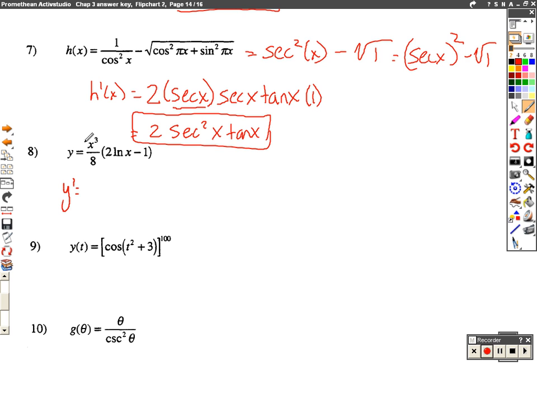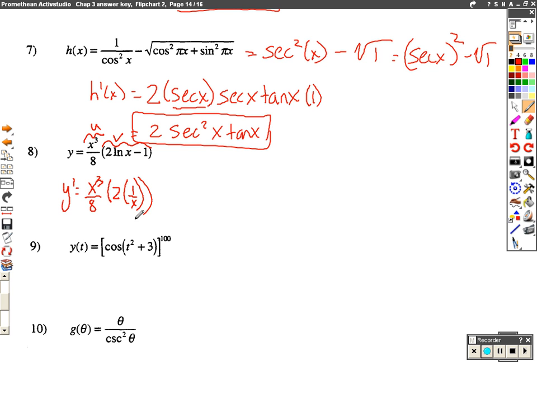Okay, so this is my u, and this is my v. So we're going to take x cubed over 8u times v prime, and the derivative of 2 times the natural log is 2, times the derivative of natural log, which is 1 over x, minus 0.